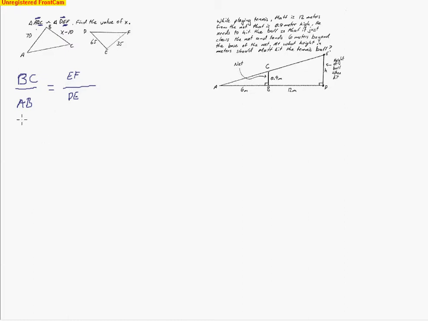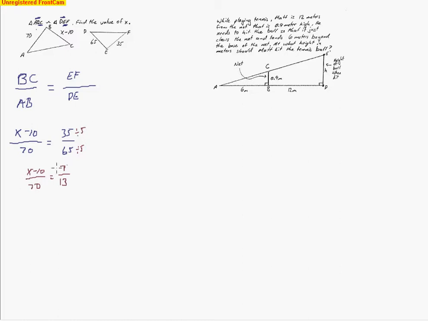So now I have that, I can go ahead and set up my problem. I've got x minus 10 all over 70 would equal, and then I'd put EF, which is 35 over 65. Now I can go ahead and solve by cross multiplying. But before I do that, I'm going to take out a common factor and reduce these by 5, just to make the problem a little bit easier on myself. So I've got now 7 over 13 equals x minus 10 all over 70.